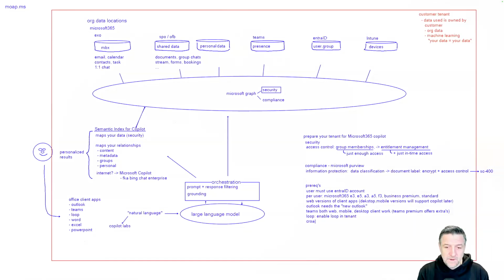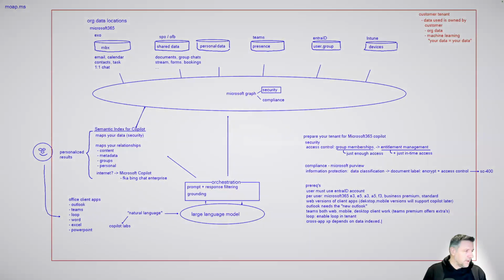And if you think about, let's say, cross application experience, this typically depends on the data that is indexed. Typically, if everything is indexed, you will be able to see, hey, in PowerPoint, I can connect to a document and make a PowerPoint of it. That cross application experience is quite a nice part there.